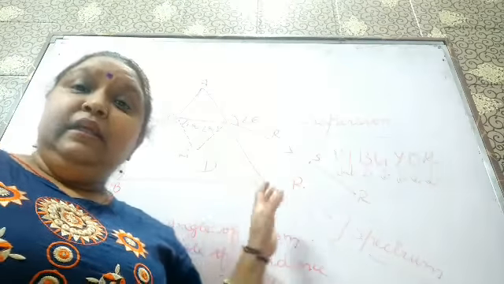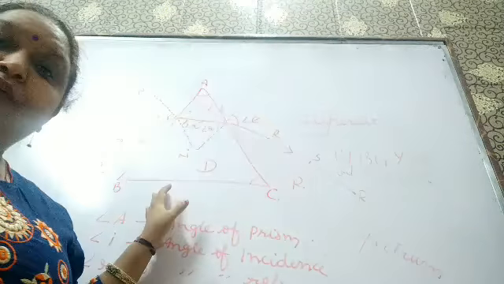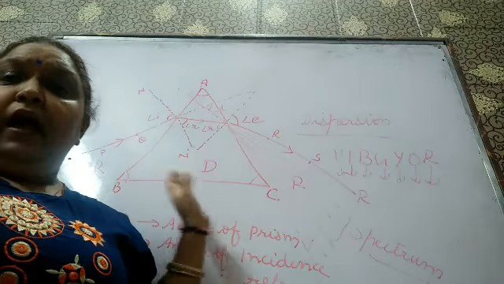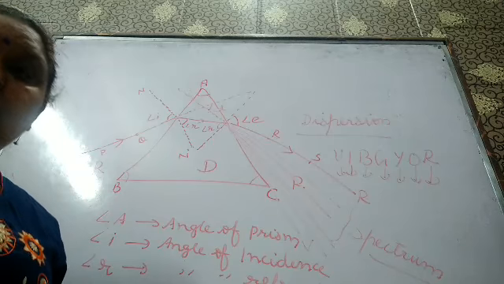I think this concept is clear to you all: what is dispersion and how refraction takes place through a prism. I think you can now draw and identify all the angles related to it.